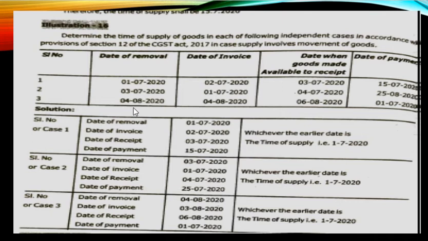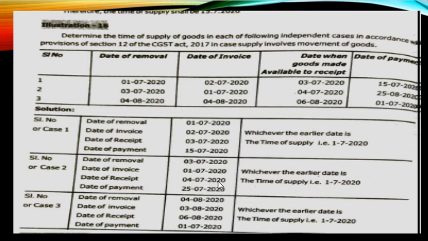In the second case, date of removal is 3rd July 2020. Date of invoice is 1st July 2020. Date of recipient is 4th July 2020. And date of payment is 25th July 2020. These are the activities being performed, and these are the dates. Among these dates, whichever is early will be the time of supply. So the time of supply will be 1st July 2020.